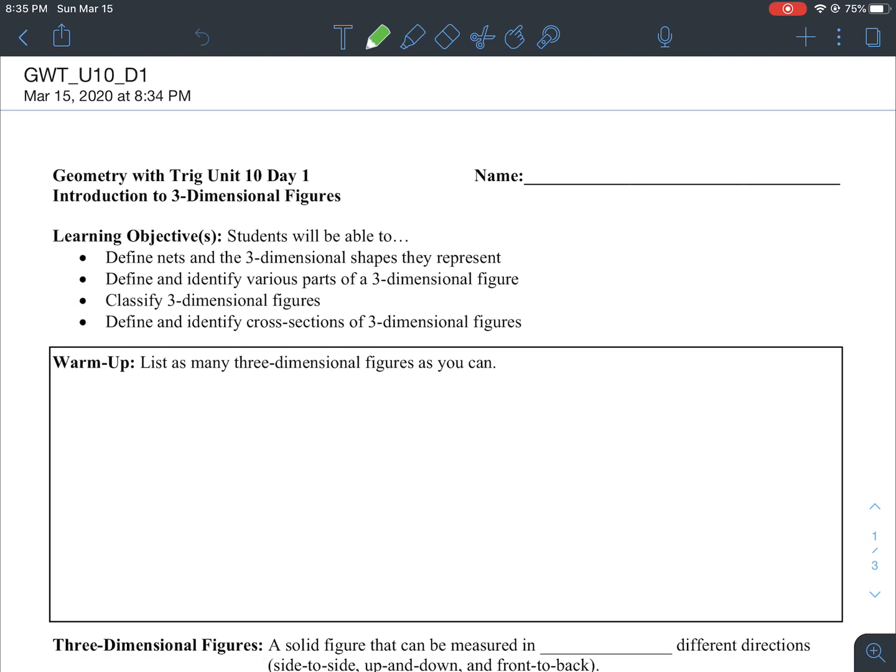We want to be able to define what a net is and the three-dimensional shapes that they represent. We want to be able to define and identify various parts of three-dimensional figures. We want to be able to classify three-dimensional figures. And lastly, we want to be able to define and identify cross-sections of three-dimensional figures.